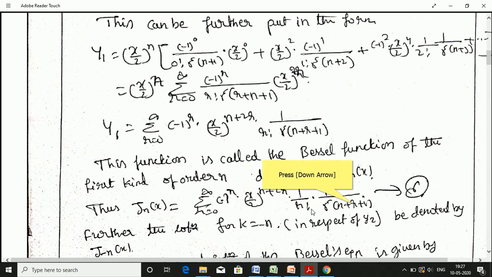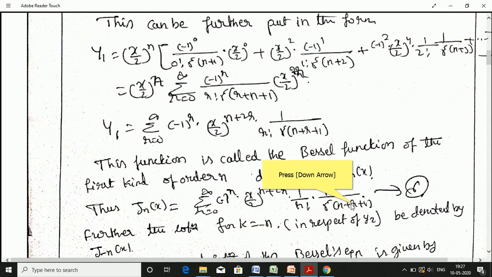This is known as the Bessel function of the first kind of order n, and it is denoted by Jn of x. And also you need to remember this result. Thus Jn x is equal to sigma r equal to 0 to infinity, minus 1 to the power of r into (x by 2) to the power of n plus 2r into 1 by r factorial into 1 over gamma of n plus r plus 1.